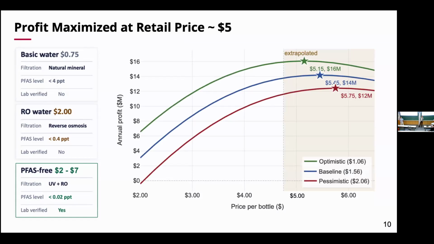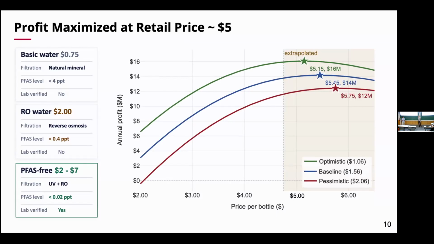So we have our base water at 75 cents, and our water at $2, and our PFAS-free water swing from $2 to $7. And on the right, we have this graph that tells us annual profit as the price per bottle increases.